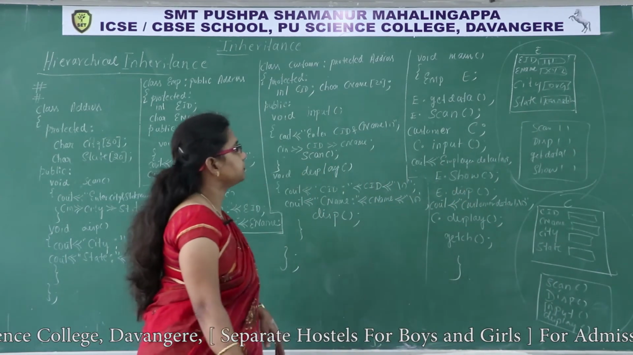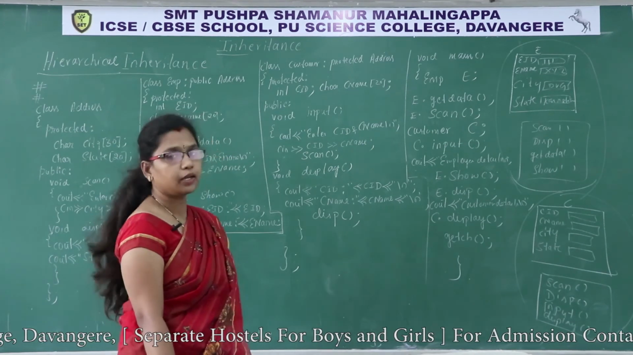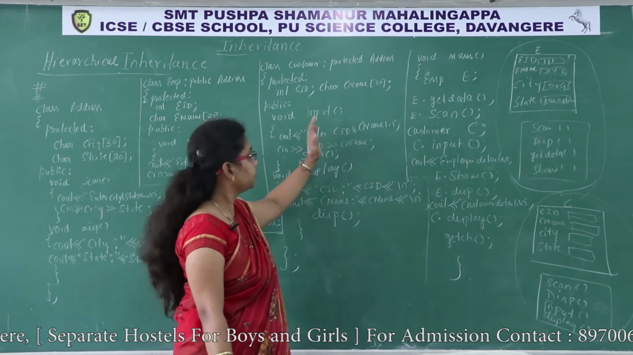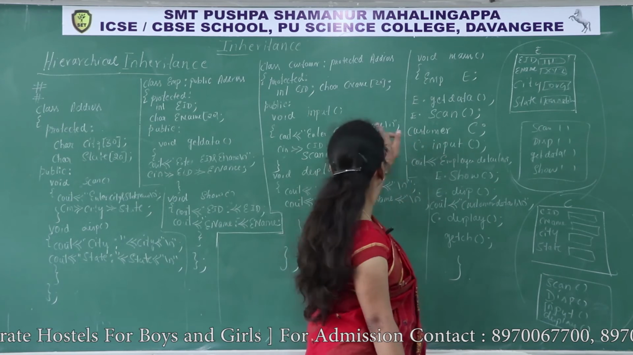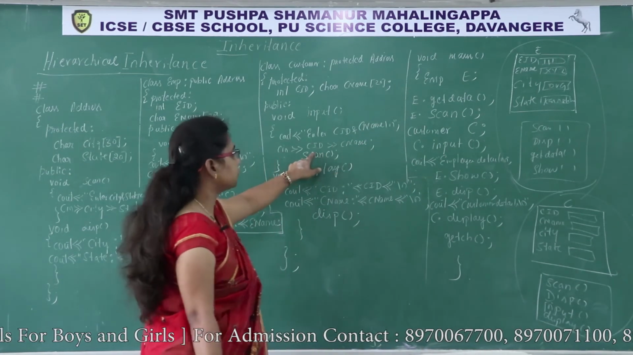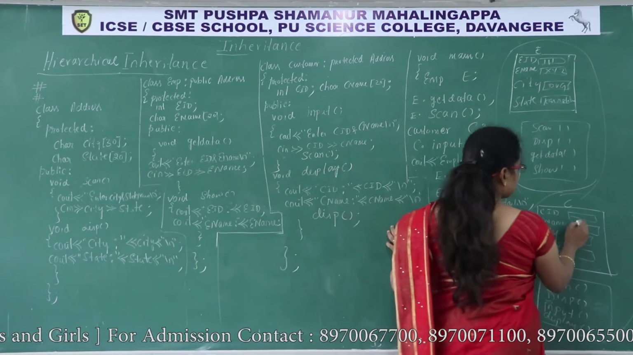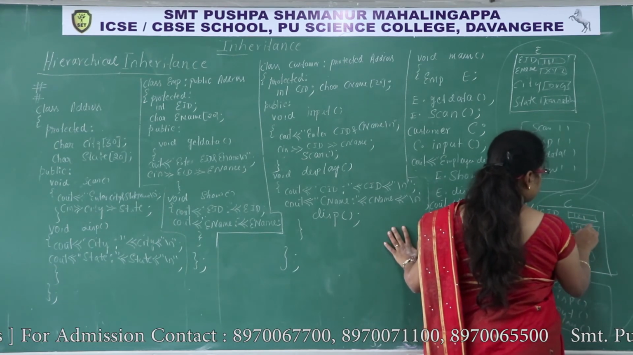After that, customer object I have taken. C dot input. Input is a member function of customer. C dot input now. What happens? Enter customer ID and customer name. It reads the customer ID and customer name. Here customer ID, I'll take 121, customer name ABC I'll take.